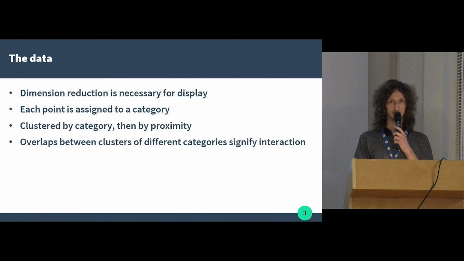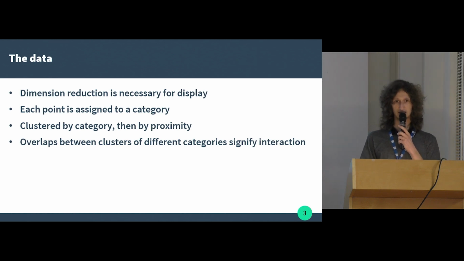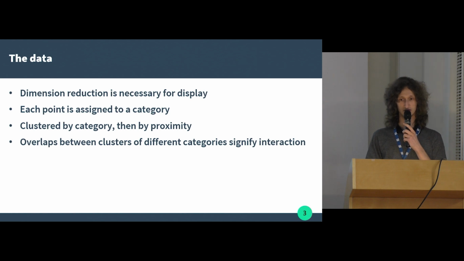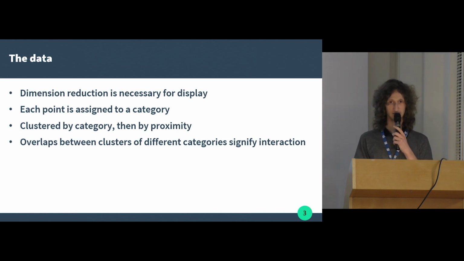The points are subdivided into clusters by their category. Overlaps of clusters of different categories signify interactions. So this is an important feature of the dataset that we want to focus on with the visualization. The points are then subdivided into a hierarchy of clusters by their proximity. Unfortunately, the data available to us do not contain this hierarchy, so we have to subdivide the points ourselves using the k-means++ method.